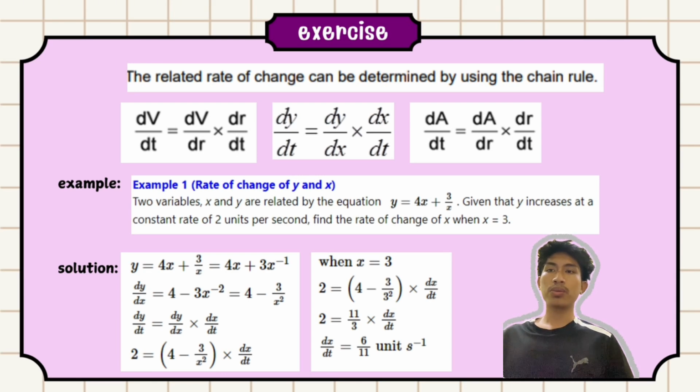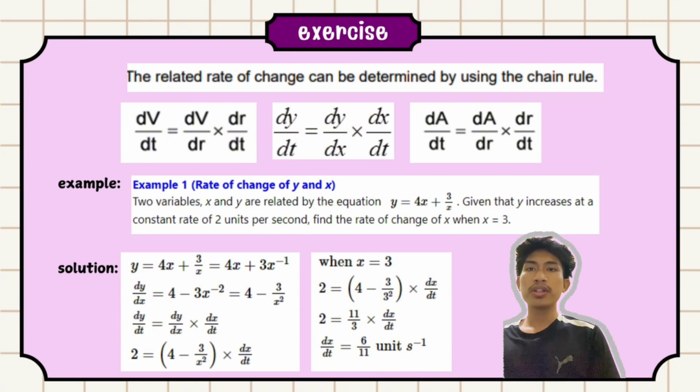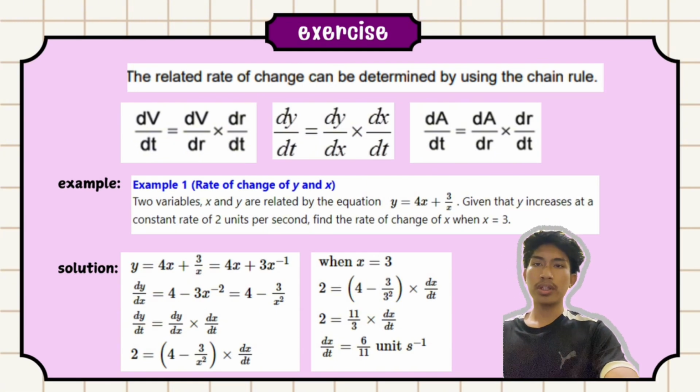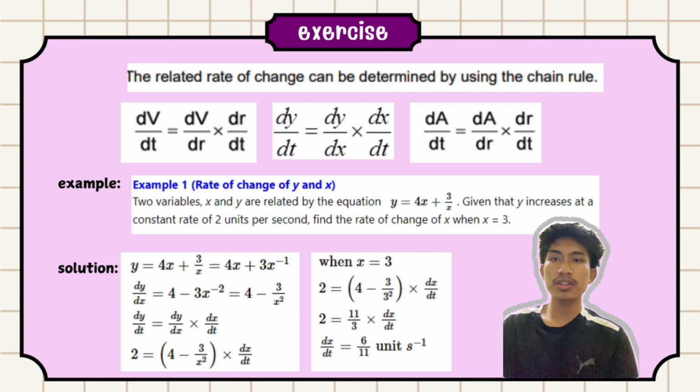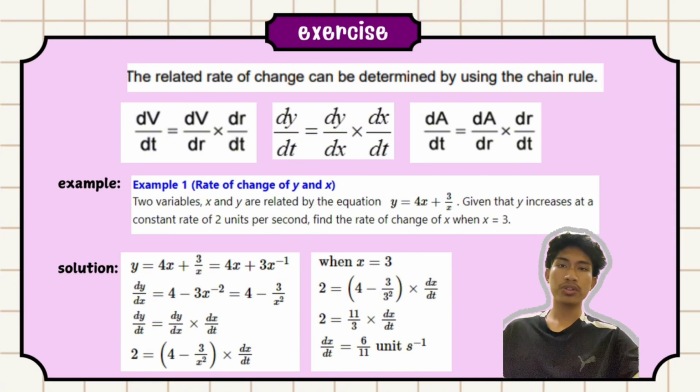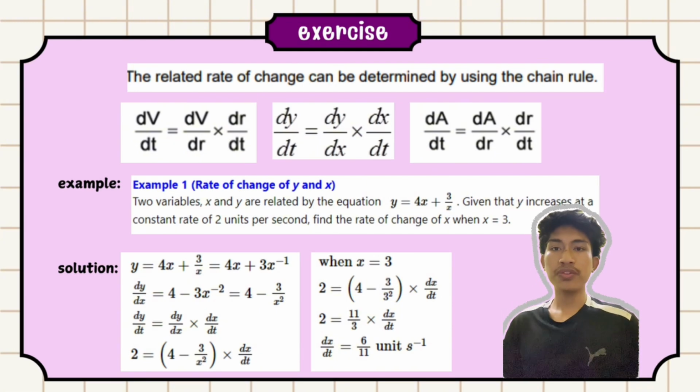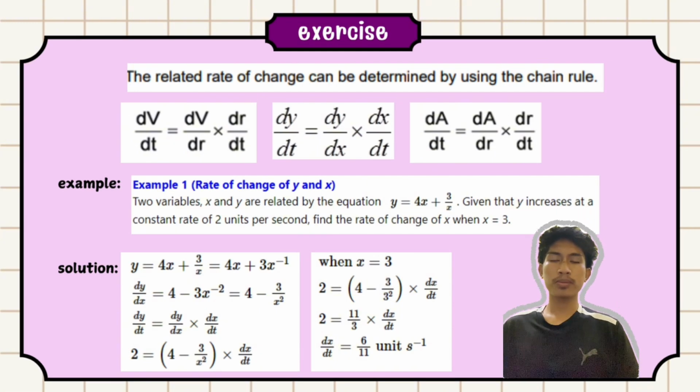So let's look at example 1. Two variables x and y are related by the equation y equals 4x plus 3 over x. Given that y increases at a constant rate of 2 units per second, find the rate of change of x when x equals 3. First of all, we need to identify which rate of change formula the question wants. So the question wants to find the rate of change of x. So it means the question wants dx over dt. So we refer to our formula.